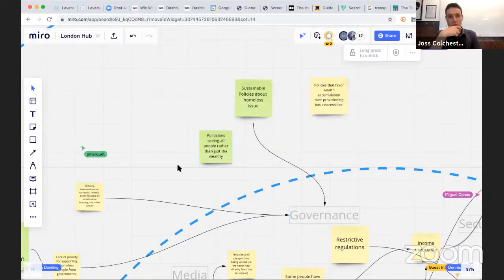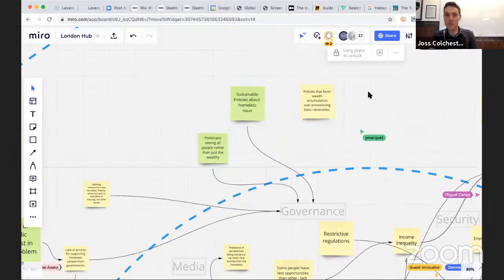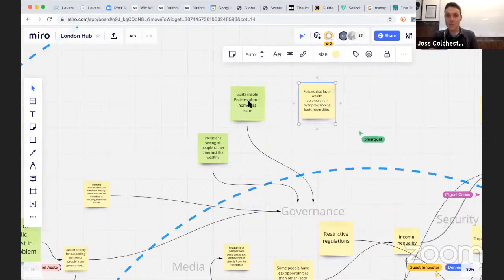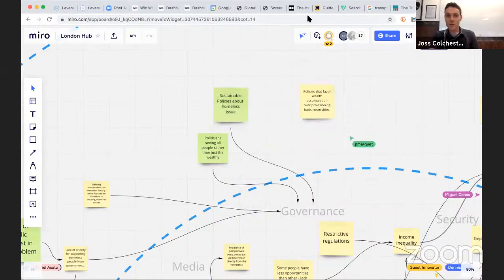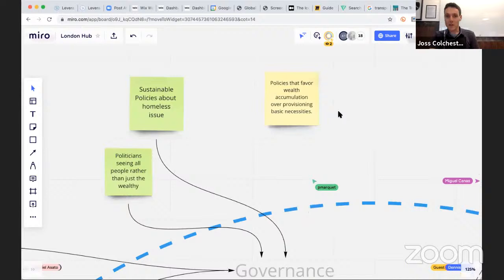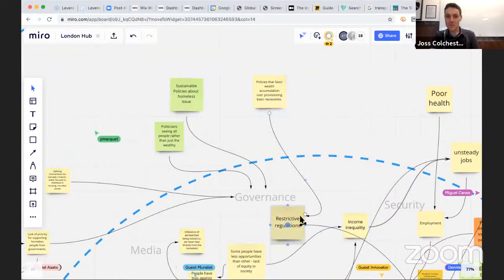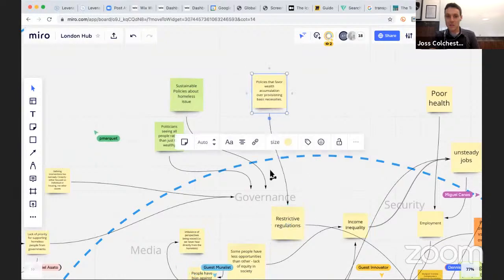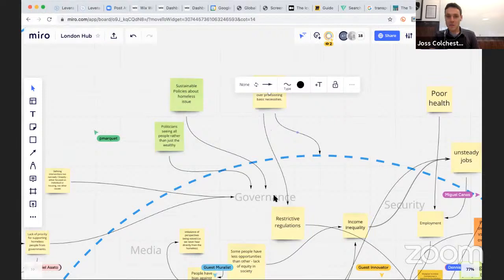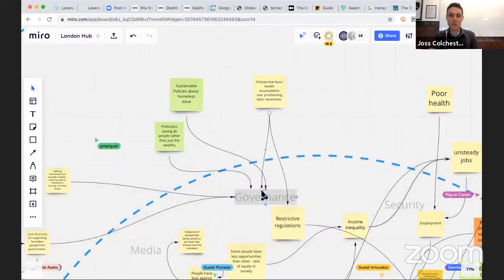Politicians seeing all people rather than just the wealthy. Okay, so not making regulation for everyone. Policies that favor wealth accumulation over provisioning basic necessity. Yeah, so the problem with regulation and governance. And all of this could kind of be linked to the psychological factors too, down below, that we touched upon.